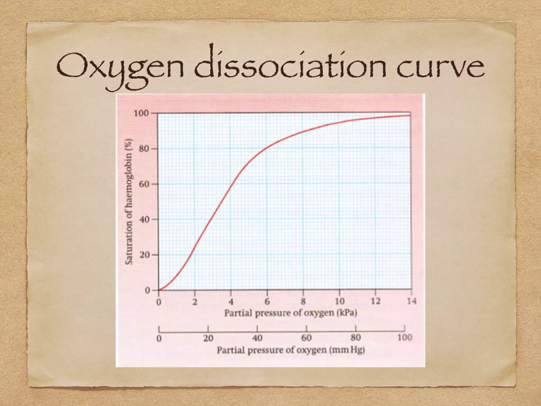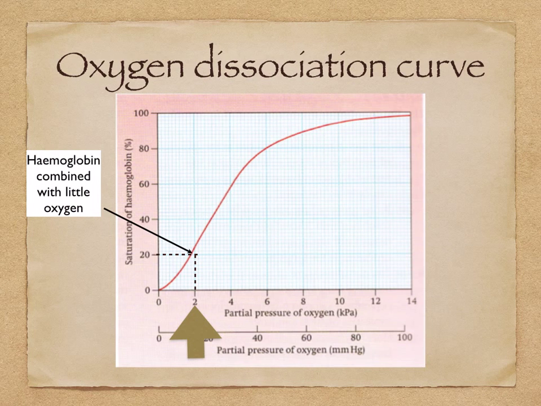At low partial pressures, for example, a partial pressure of about 2 kilopascals, have a look at how saturated the hemoglobin is. Can you see that the saturation of hemoglobin is low? This means that hemoglobin is combined with little oxygen. What about at the top of the curve there?